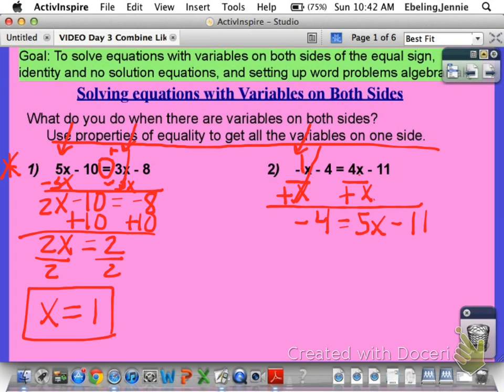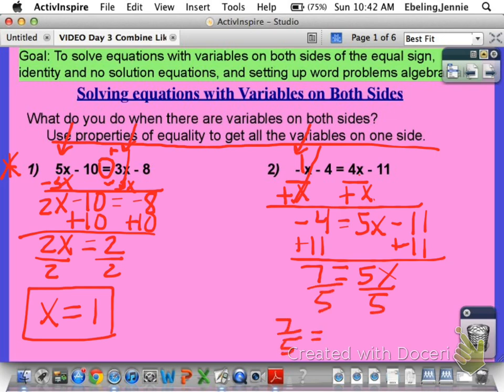Now I have one of those equations again from the day 1 video. I have to undo addition or subtraction first. And negative 4 plus 11 is 7. 7 is equal to 5x. And then divide both sides by 5. And I get 7/5 is equal to x.